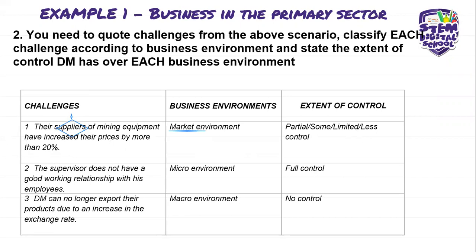Then this one says the supervisor does not have a good working relationship with the employees. For the fact that it talks about the employees, and now who's talking? The supervisor. So now can you see, boys and girls, that this is within the business? This is within the business, guys. You need to know that this is within the business, right?